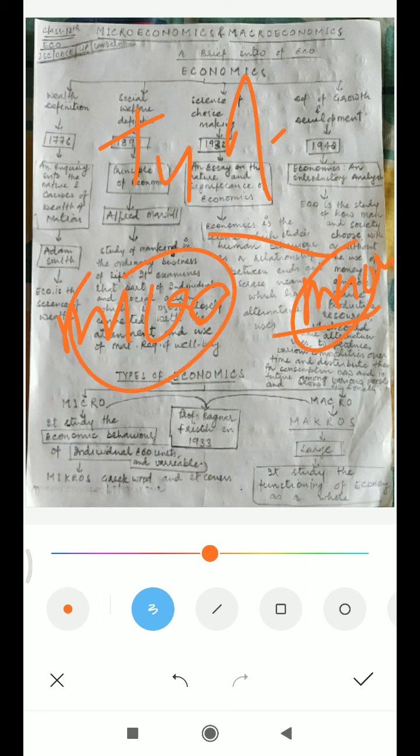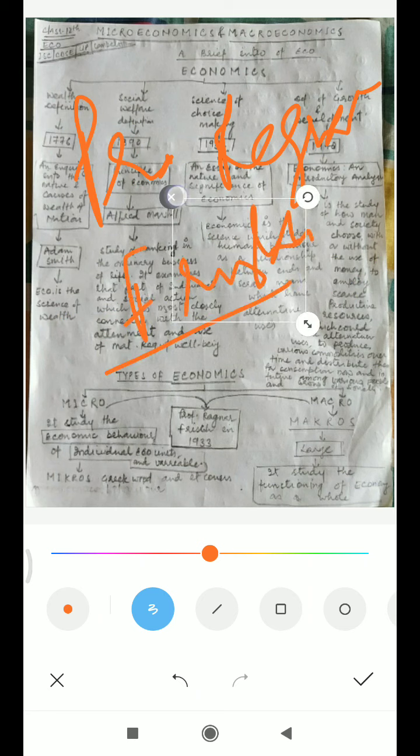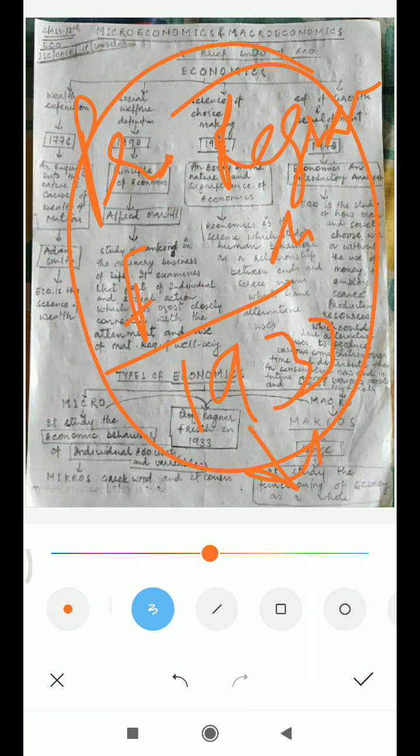For your information, Professor Ragnar Frisch, in 1933, gave the approach of micro and macroeconomic theory. He firstly introduced this theory, Ragnar Frisch in 1933. He said there are two branches of economics: one is micro and the second one is macro.